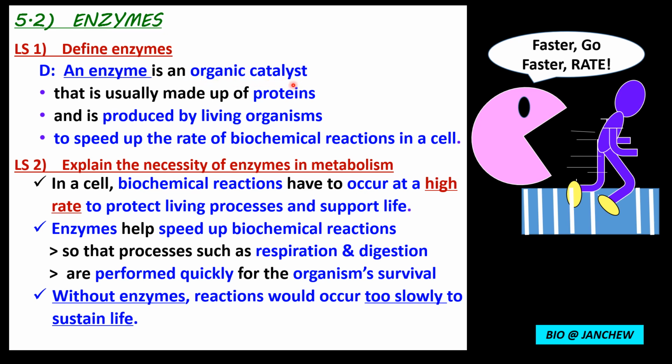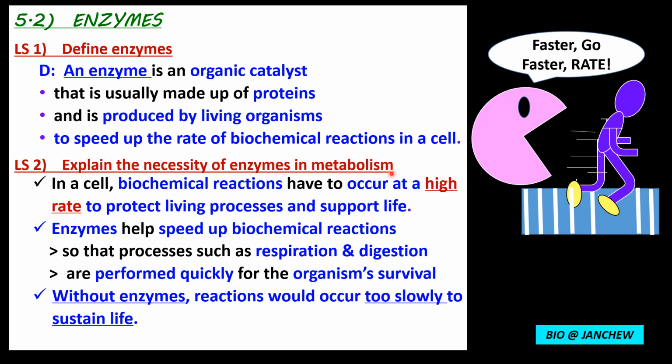So organic catalyst. So a catalyst is a substance that can speed up the rate of a chemical reaction. All right, but when you say organic, it means that it's produced by living organisms. It contains carbon and usually is a complex compound. In this case, most enzymes are made up of proteins, right, produced by the cell. And they are produced by living organisms to speed up the rate of biochemical reactions in a cell. All right, so they are very important for speeding up biochemical reactions so that life can be sustained.